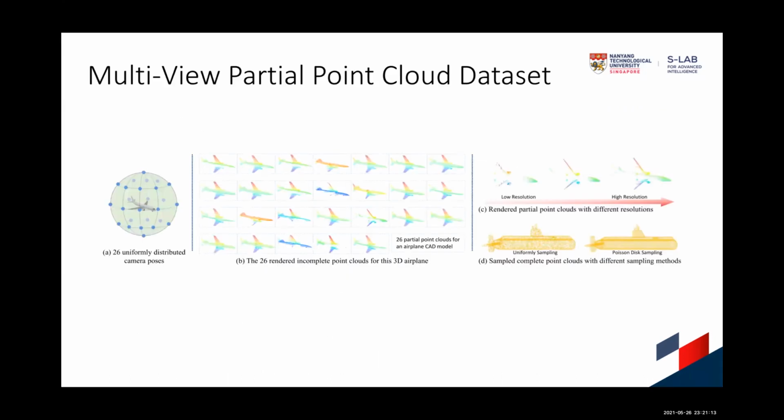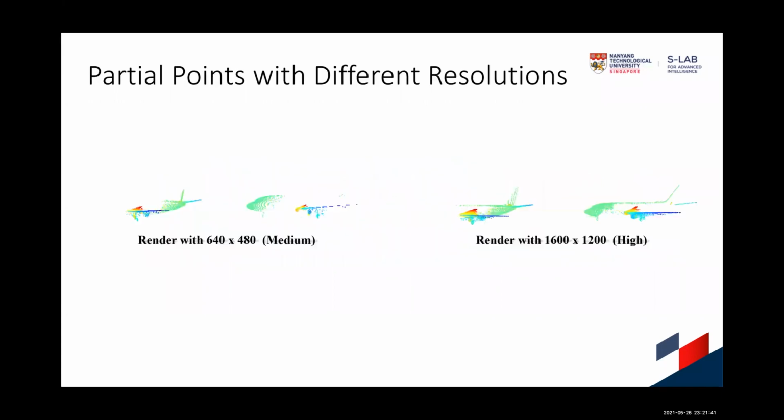Besides, we construct a large-scale multi-view partial point cloud dataset, the MVP dataset. For each complete CAD model, we generate different partial point clouds by randomly selecting 26 uniformly distributed camera poses. Furthermore, we set a high resolution to obtain rendered partial point clouds with good qualities. As for complete point clouds, we use Poisson disk sampling, which can generate smoother 3D surfaces than uniform sampling.